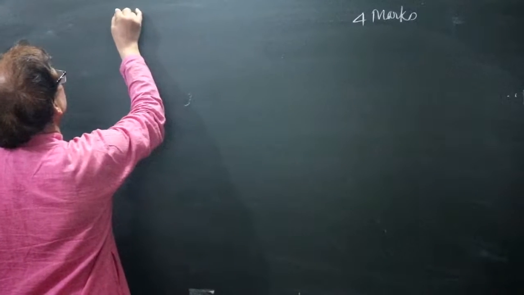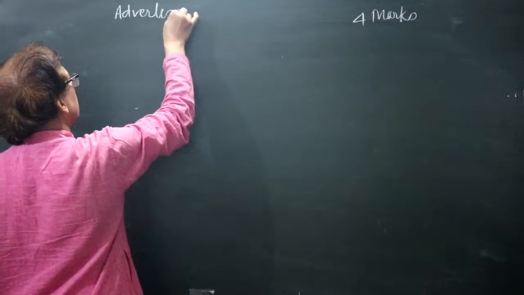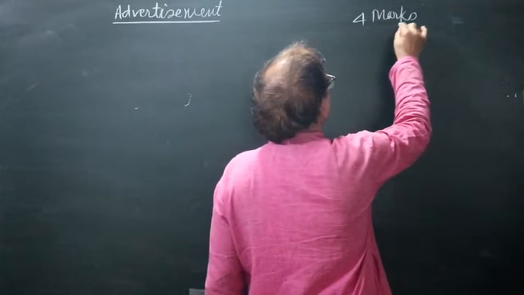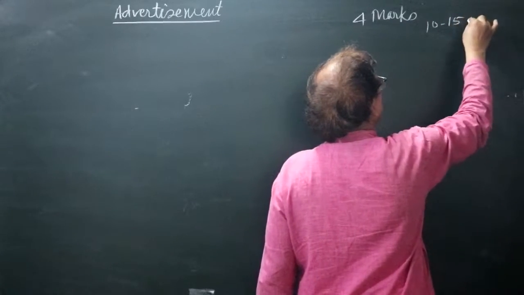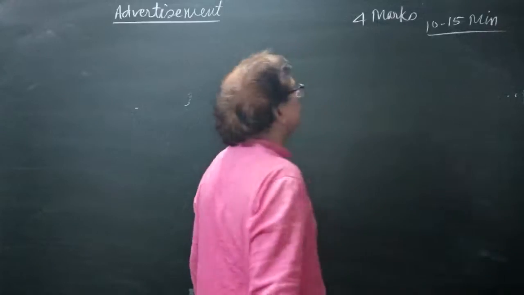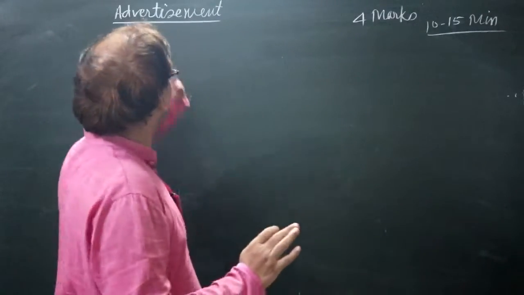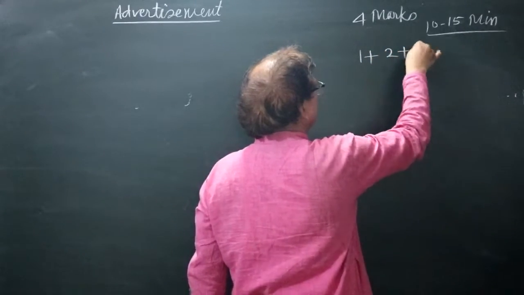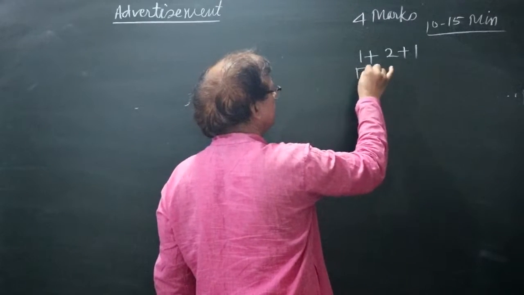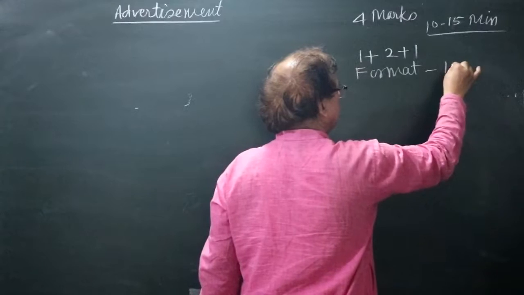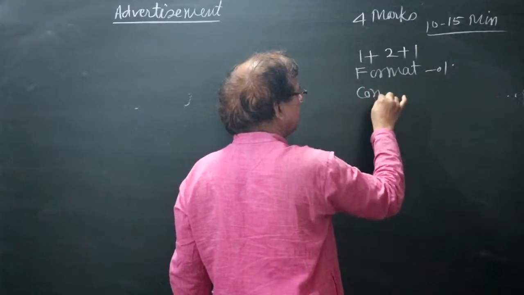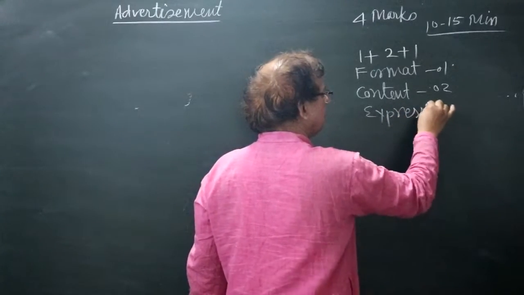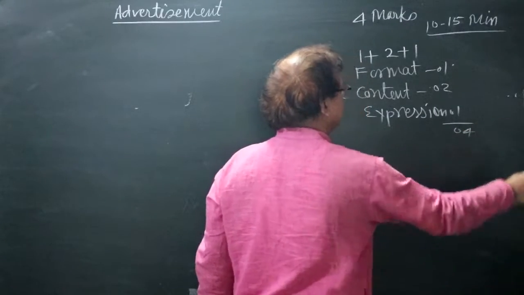First of all, advertisement. You are supposed to devote 10 to 15 minutes time. In the advertisement, the marking scheme goes in this way: 1 plus 2 plus 1. 1 for the format, 2 for the content, and 1 for expression. In this way it is of 4 marks.